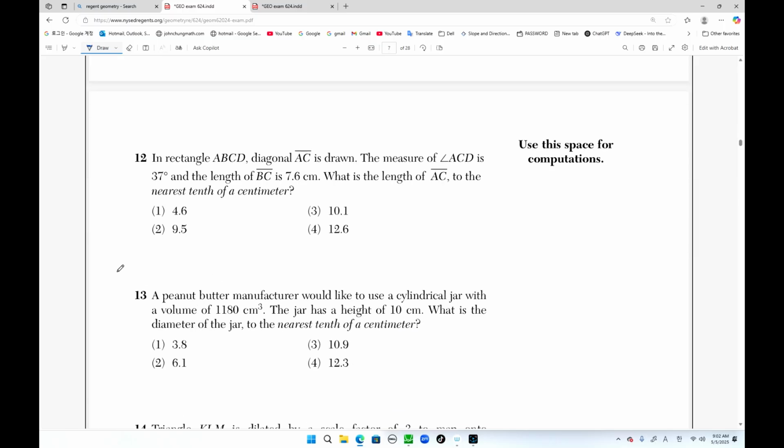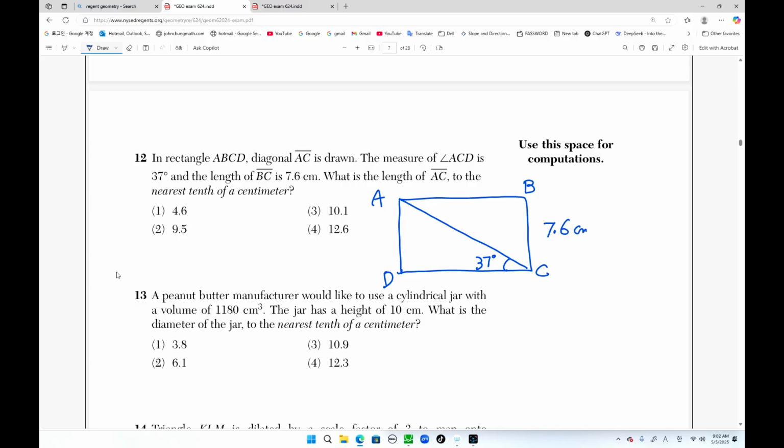All right, number 12. Rectangle ABCD, diagonal AC. This is a rectangle. I'm going to write down A, B, C, D. All angles are right angles, okay? As shown over here, the measure of angle ACD is 37 degrees, and the length of BC is 7.6 centimeters. And what is the length of AC? Using this one, this also was 7.6. Okay. What's the relation?